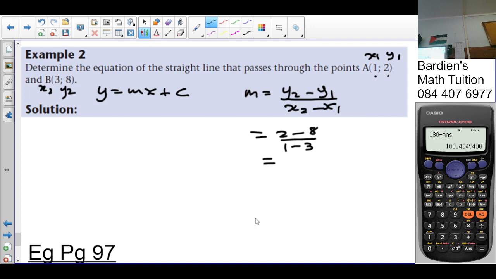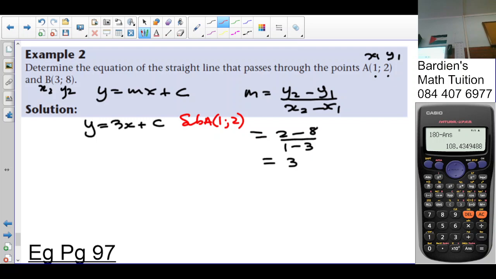Okay. 2 minus 8 is negative 6 over negative 2, which is 3. You all agree with that? So the equation now reads y is equal to 3x plus c. To calculate the value of c, I can substitute any of these 2 points in. So I'll substitute a, which is 1 and 2. I could have substituted b, it would have given me the same answer, provided that my gradient is good.